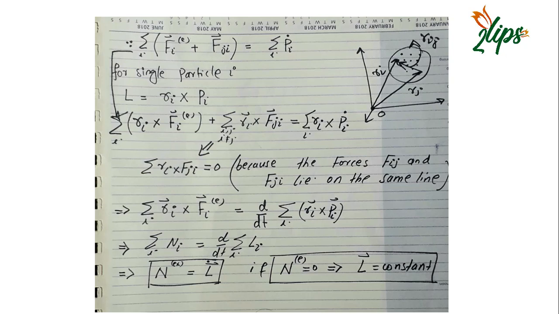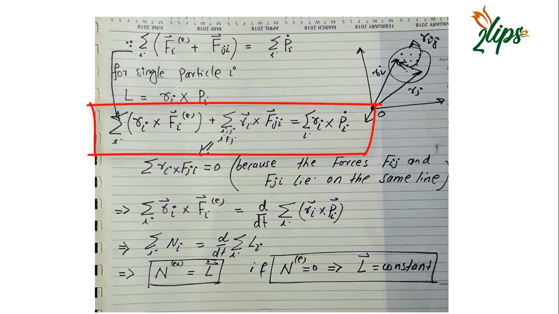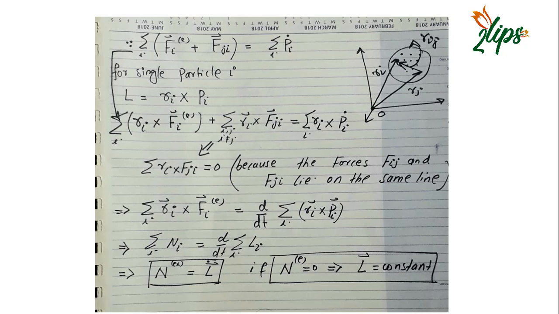So taking the cross product of this Ri vector with Newton's second law here, I can get this equation. This equation is simply a cross product of Ri with Newton's second law. Now again the middle term will vanish; it is a consequence of Newton's third law.